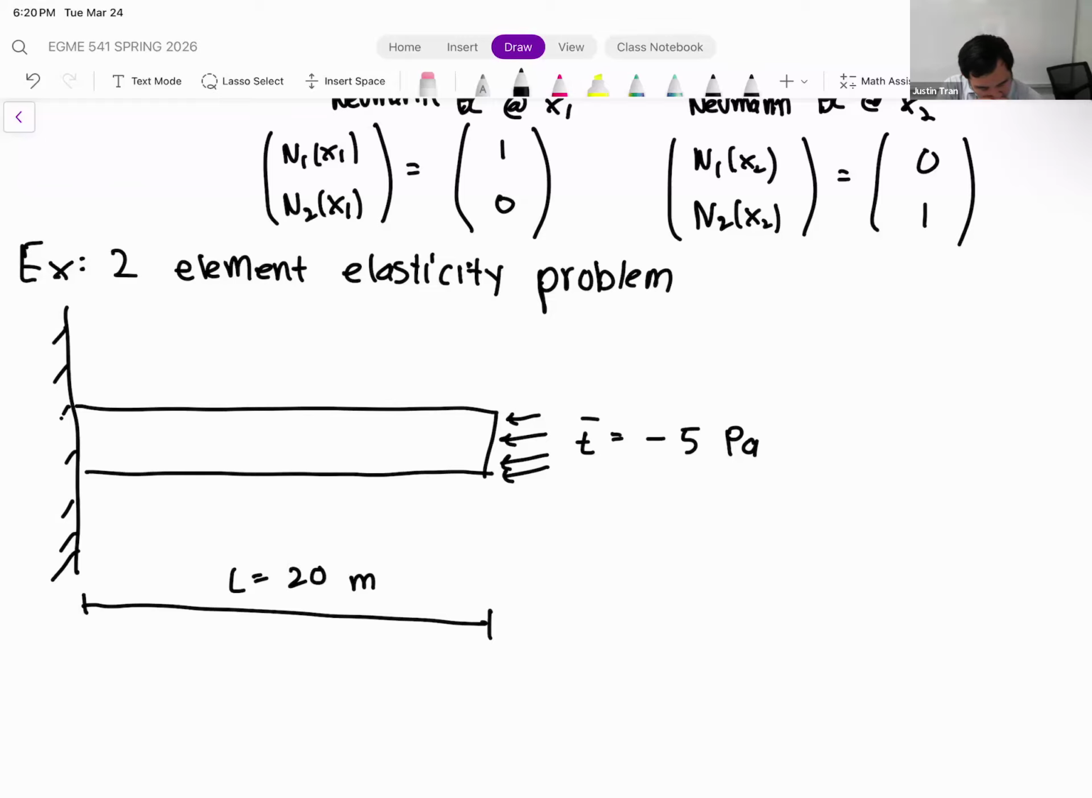And then in addition, we're going to have a body forcing term. Let's say we have a consistent force that's being applied throughout the body of the bar. We can say that B of x is equal to 2 Newton per meter. So just a constant body force.